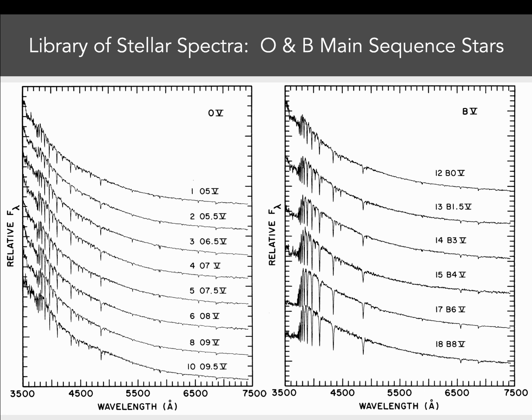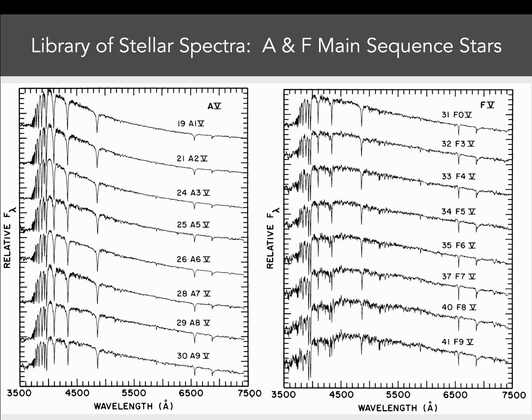Here's an example of B spectra. You can start to see, even in B stars, the presence of the hydrogen Balmer lines right here. You don't see those as much in O stars. They're much weaker. Here are examples from A stars. A stars are where the hydrogen Balmer lines are the strongest, so you can see that they dip down the farthest in A stars compared to other spectral classes.